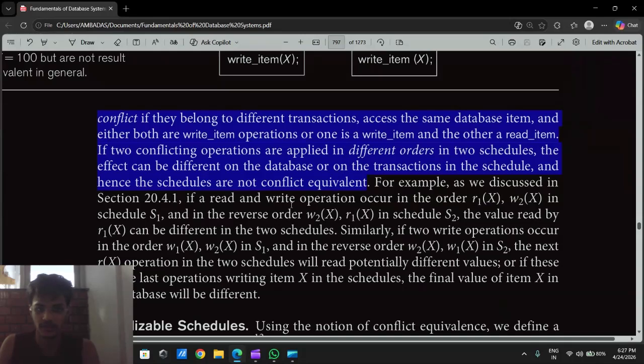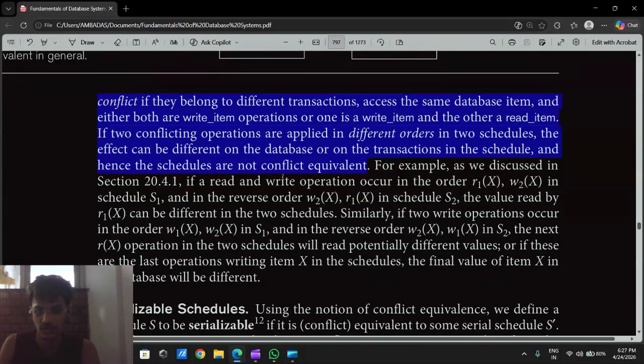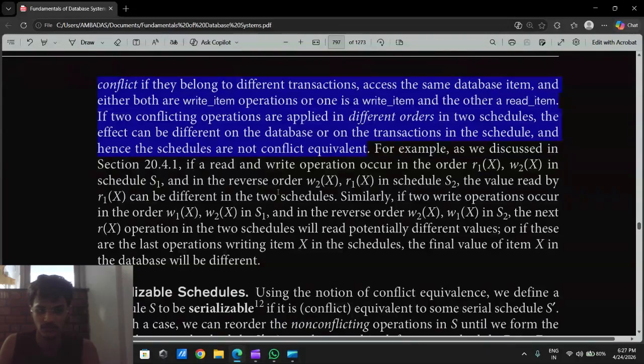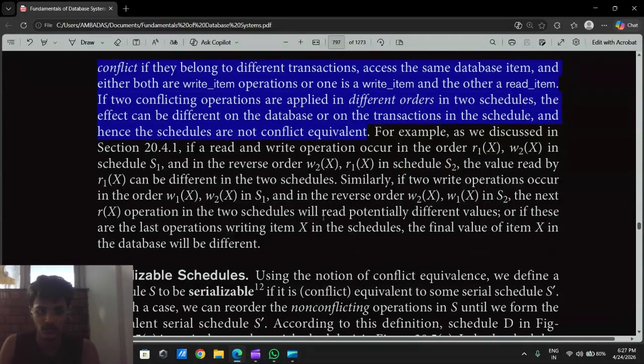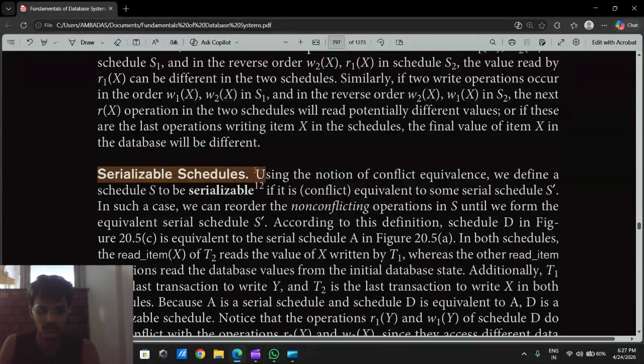So basically the main idea is that the relative ordering of the two conflicting operations should be the same in both the schedules. If they are not the same, then the result of the database will differ. They have explained with an example. This operation is from transaction one, and this operation is from transaction two, and they are both in the same schedule. If the order of these differs in the two schedules, the results of the schedules will differ. And let's move to serializable schedules.